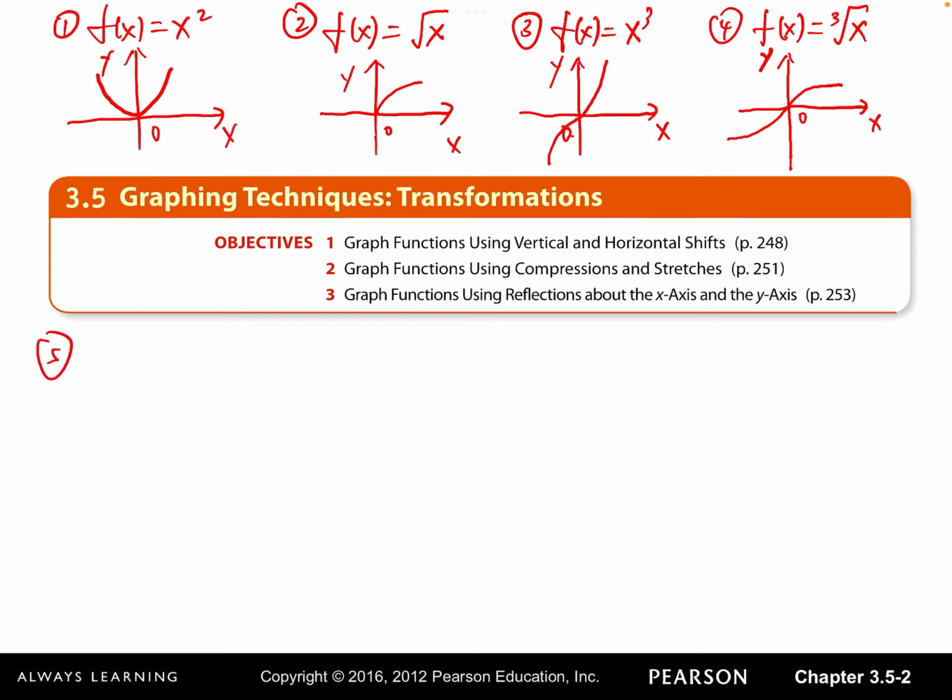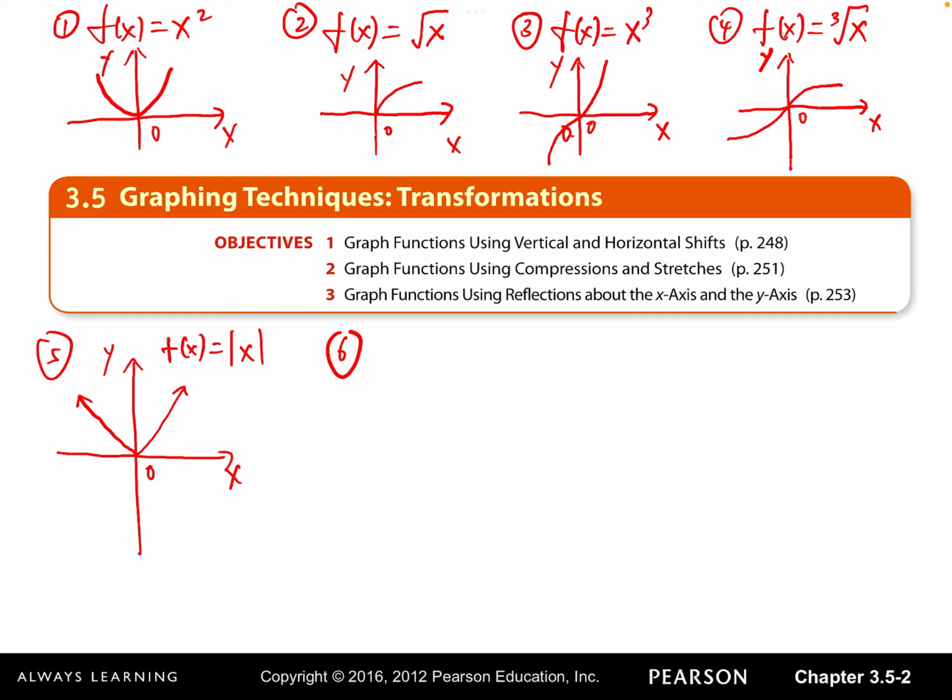And then the fifth function we learned is called the absolute value function. The standard form is written as f of x equals the absolute value of x. So what does the absolute value function's graph look like? It's V-shaped, and both sides go to infinity.